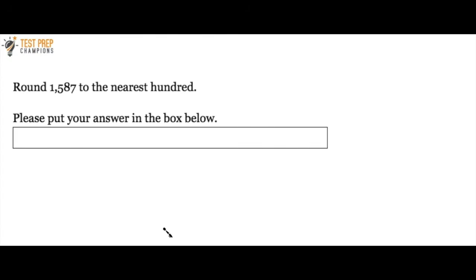Okay, so to do this question here, the first step is to find what number is in the hundreds place. So 7 is in the ones, 8 is in the tens, 5 is in the hundreds, and this 1 here is in the thousands place. So 5 is in the hundreds.